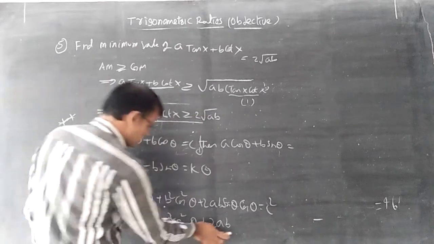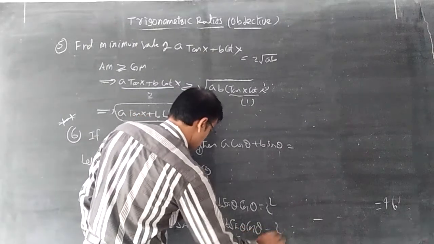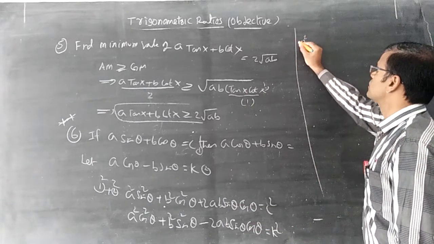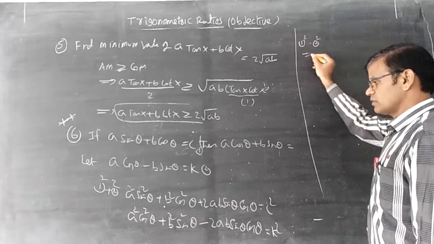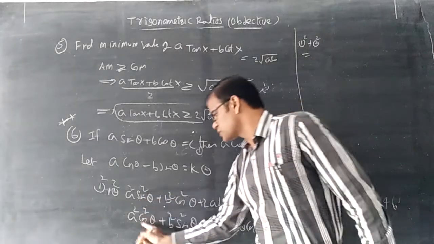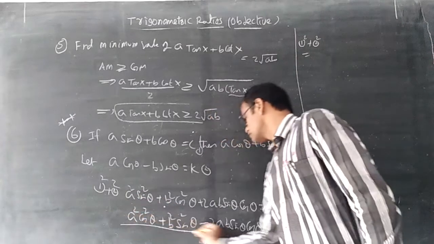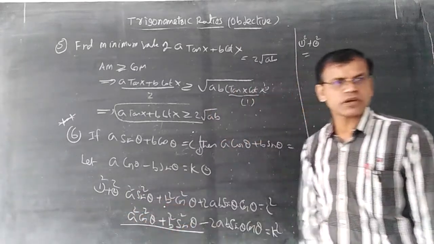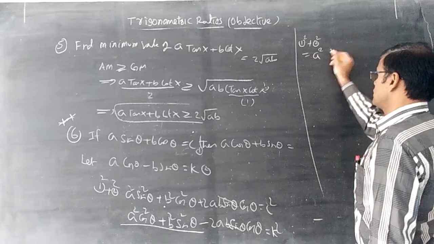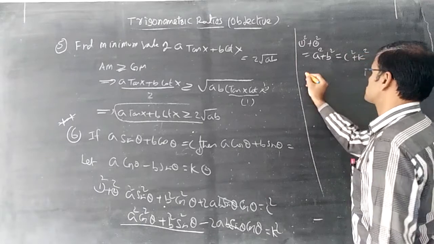Minus, then here it becomes minus 2AB sin theta cos theta is equal to K square. Now 1 square plus 2 square, I already said 1 square plus 2 square. A square sin square theta plus A square cos square theta becomes K square. This becomes A square because sin square plus cos square is 1, cos square plus sin square is 1, so this will get cancelled. Next we can say A square plus B square is equal to C square plus K square.